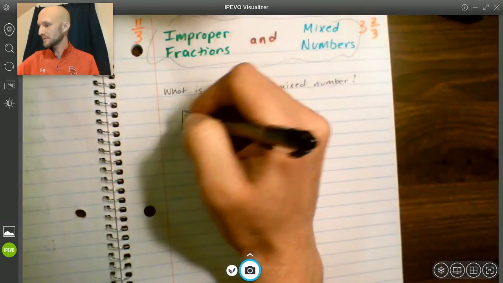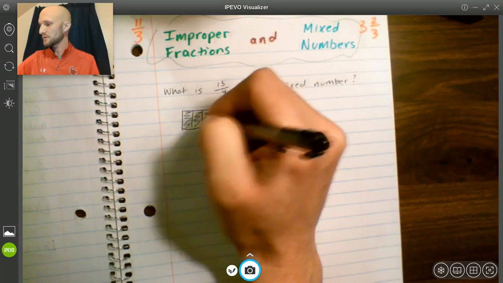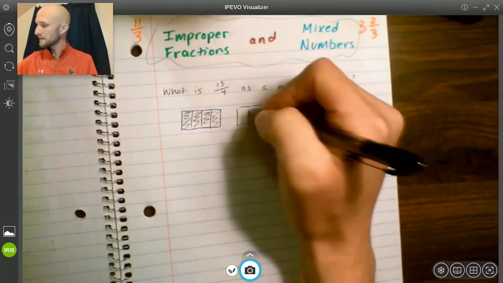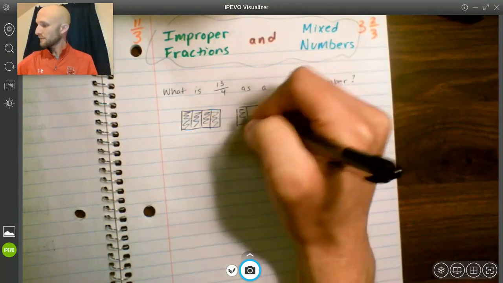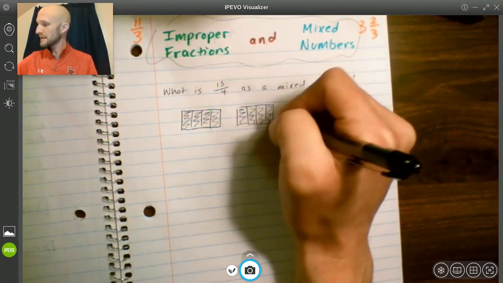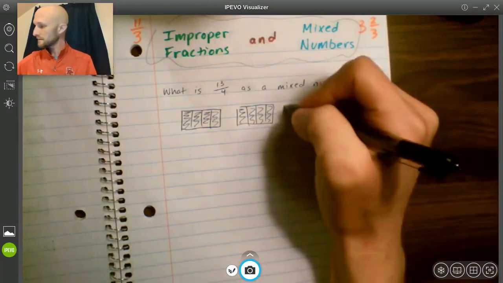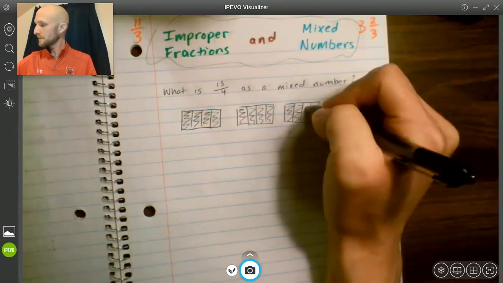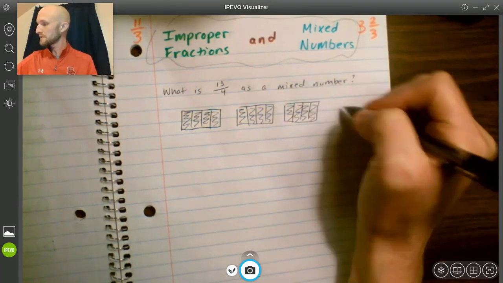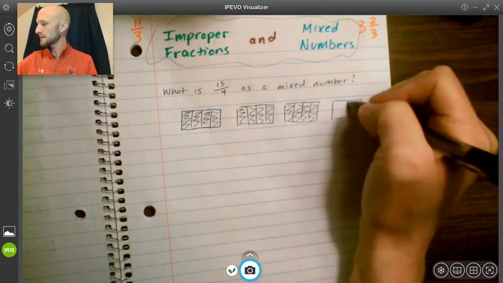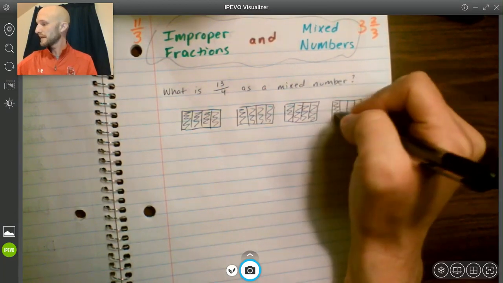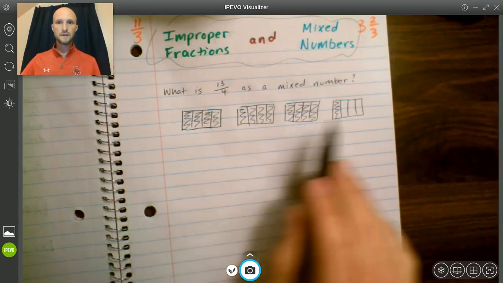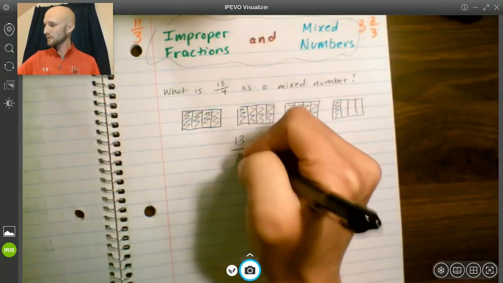Remember to keep them similar in size. So I've got 2/4, 3/4, 4/4. I have to keep going until I have 13. 5/4, 6/4, 7/4, 8/4. Not there yet. 9/4, 10/4, 11/4, 12/4. I need one more fourth, so I've got to make another set. 13/4. 4, 8, 12, 13. So I see 13/4 here.